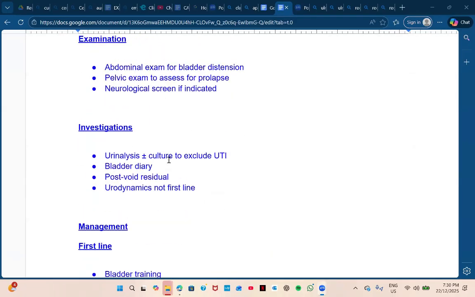So, urine analysis and culture to exclude UTI, then we can advise the patient to make a bladder diary and check post-void residual. Remember this post-void residual, especially in older people with urge incontinence. We have to do the urine analysis to exclude the infection, and we have to exclude urinary retention as well, right? So in that case, we have to do post void residual measurement. This is a very non-invasive one. Just do an ultrasound.